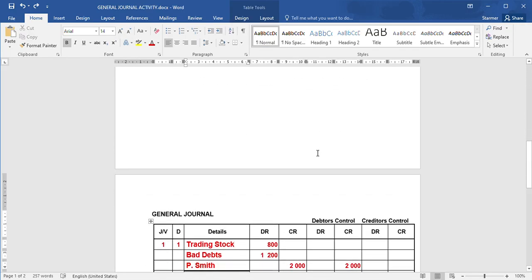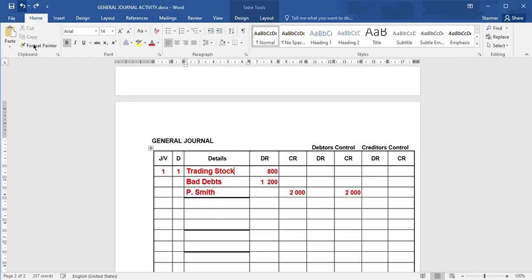So the entry you're going to need to make here, you're going to need to debit your drawings account. Drawings is negative owner's equity. It decreases your owner's equity, so it increases on the debit side. And you'll notice that I put 2,550 there. That is because stationery is decreasing by 50, and trading stock is also decreasing, but by 2,500. So the total value of the drawings here of the owner is 2,550.